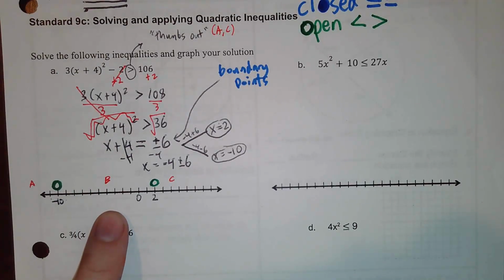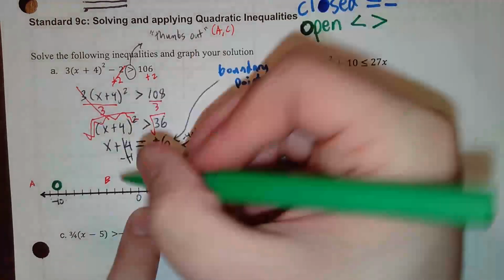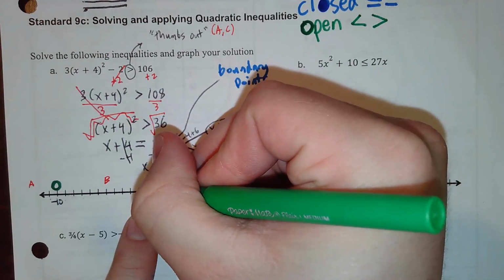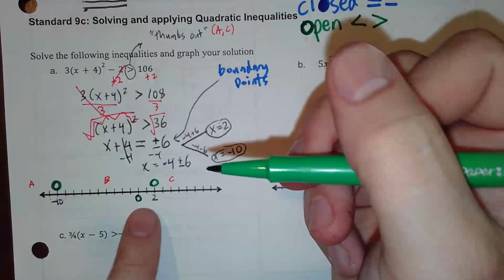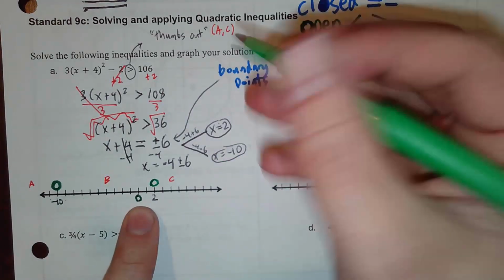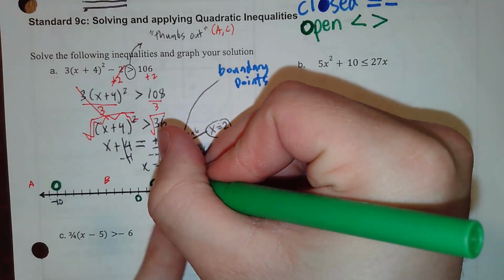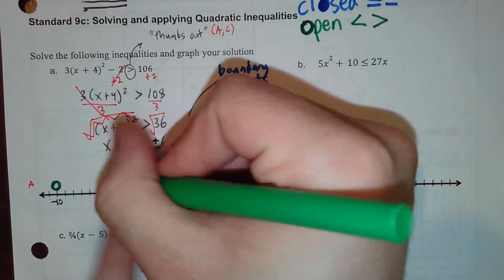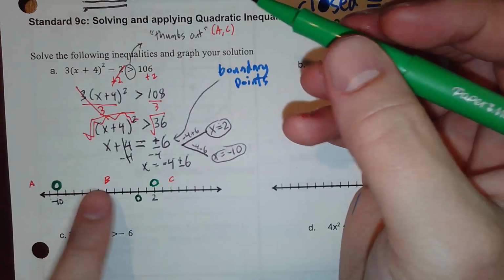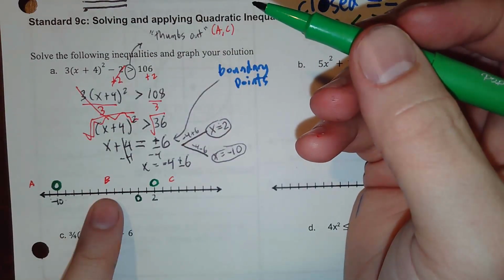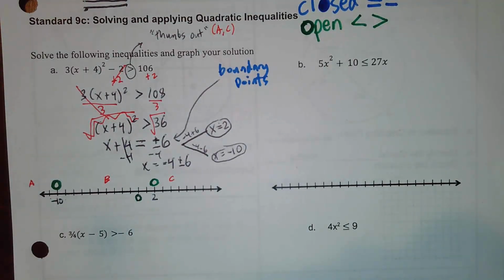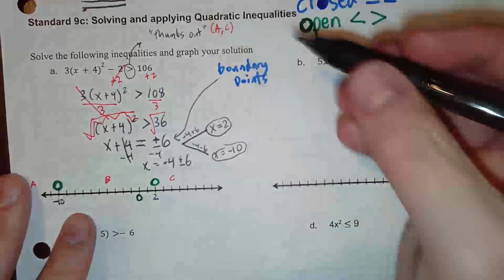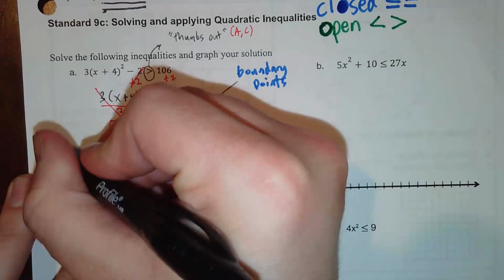So what I can do is check if this point 0 is a solution or not. Because if 0 is not a solution, we know the answers are going to be in region C and not B. So I'm going to go ahead and test 0. The way that I do that is I go back to our original inequality.